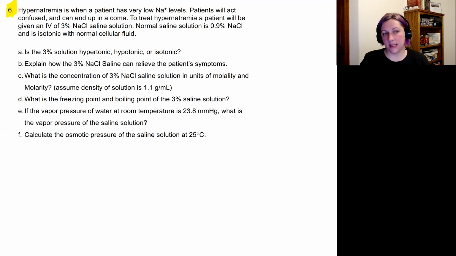So the first one is asking, is this 3% solution hypertonic, hypotonic, or isotonic? Well, for it to be isotonic, it would need to be the 0.9. So that's iso. So that means since it's at a higher concentration, it'll be hypertonic.